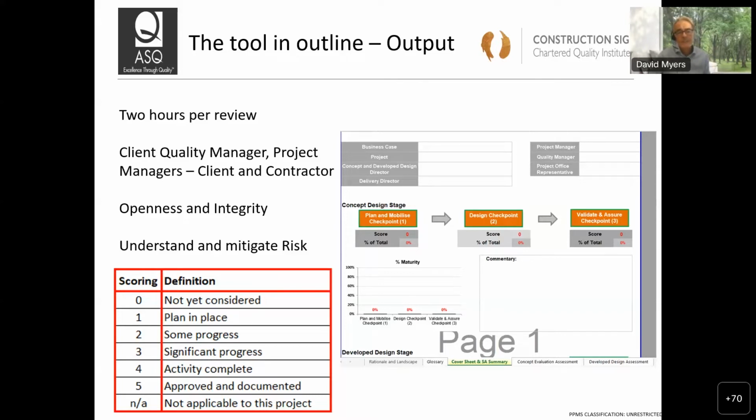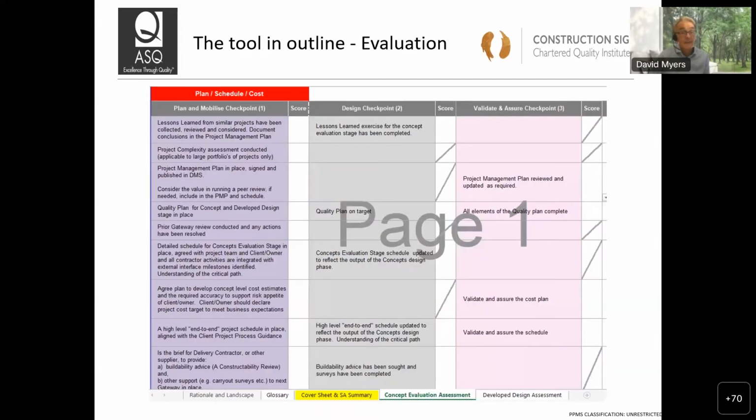So this page, as I said, it shows a summary of where you're at. So what does the actual tool look like? It consists of a number of pages that look like this. And once again, I'm not expecting you to read that. We'll come on to the next slide. I'll show you a bit more of the detail.